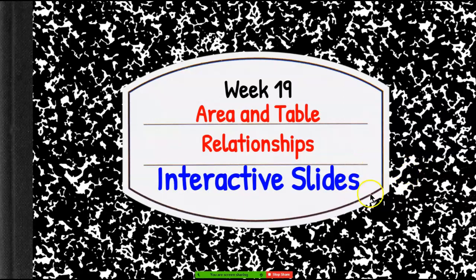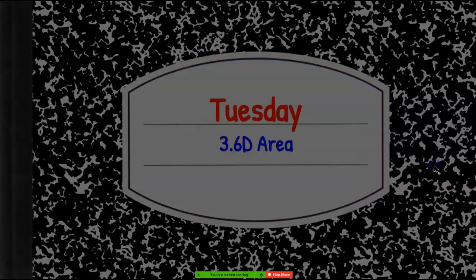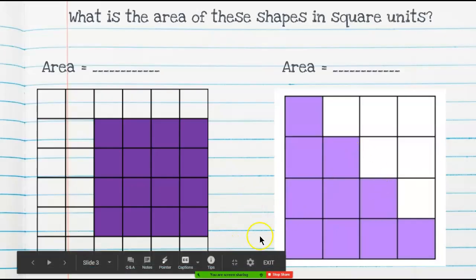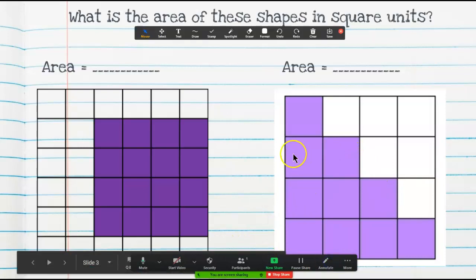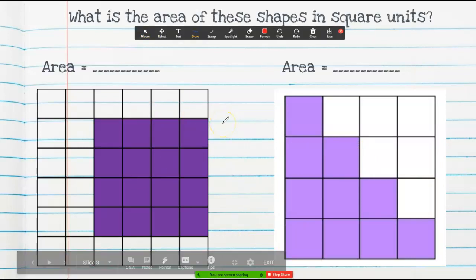We are going to start with a little review of area and table relationships. So please make sure you have a piece of paper and a pencil. I know we've done area before, but this is going to be a review.